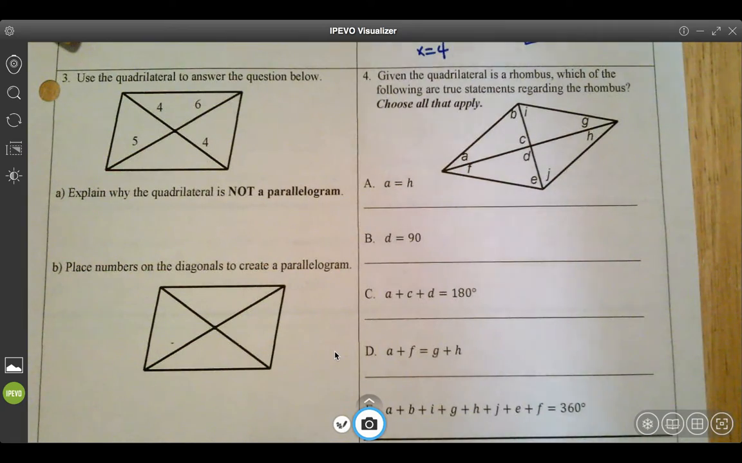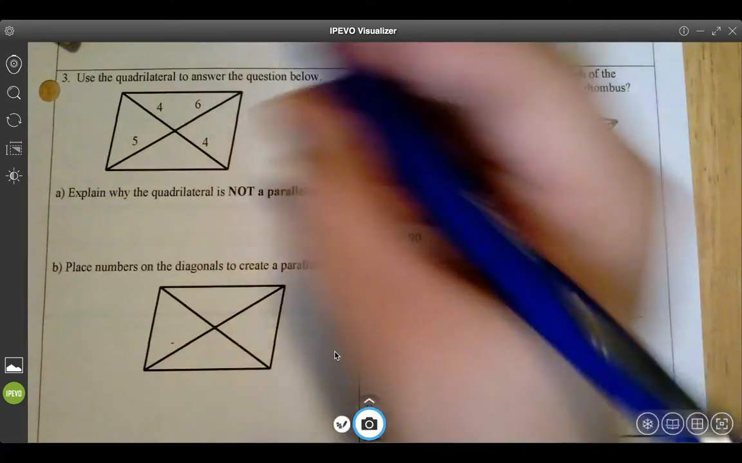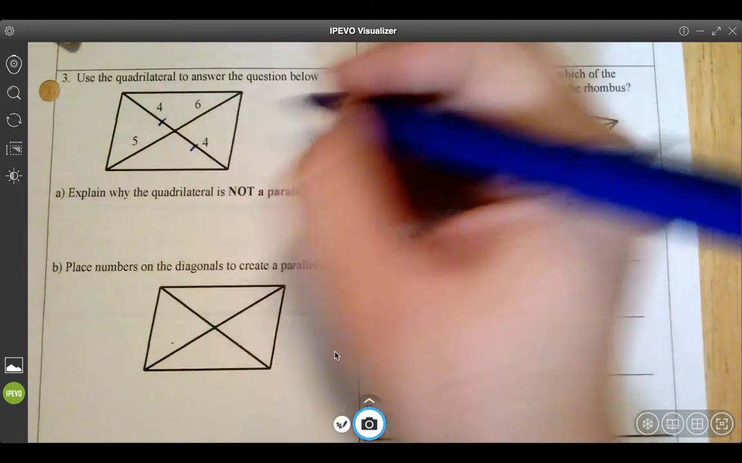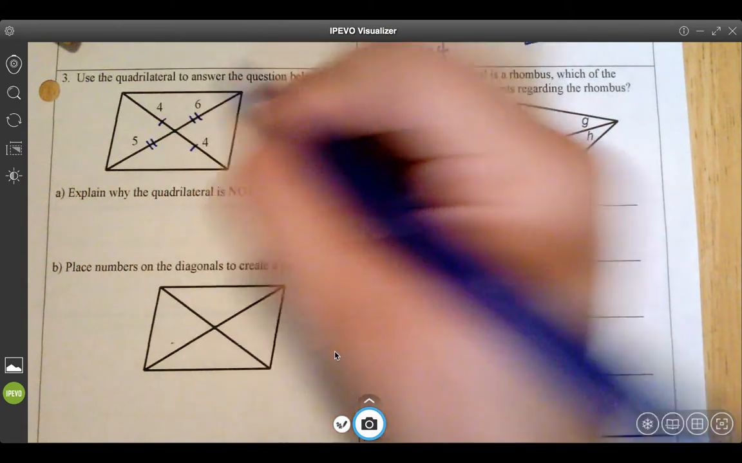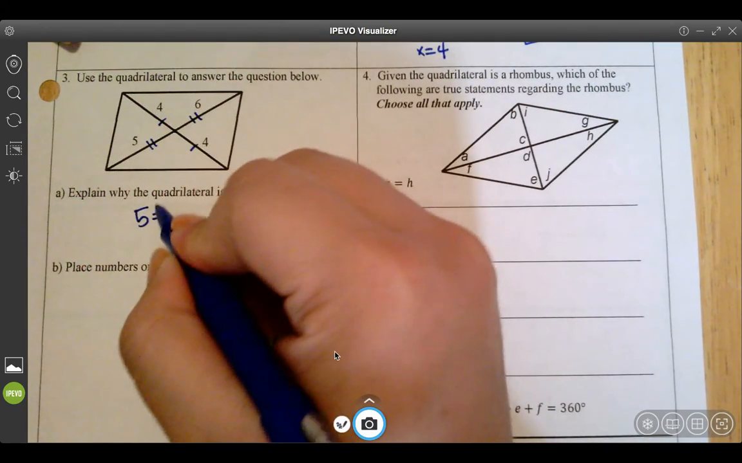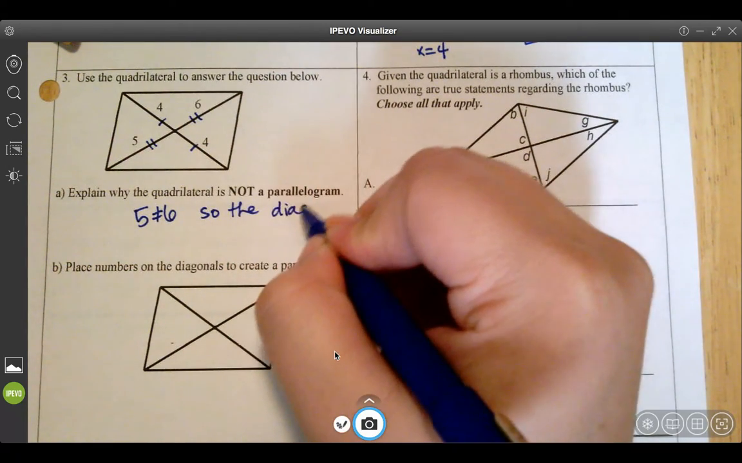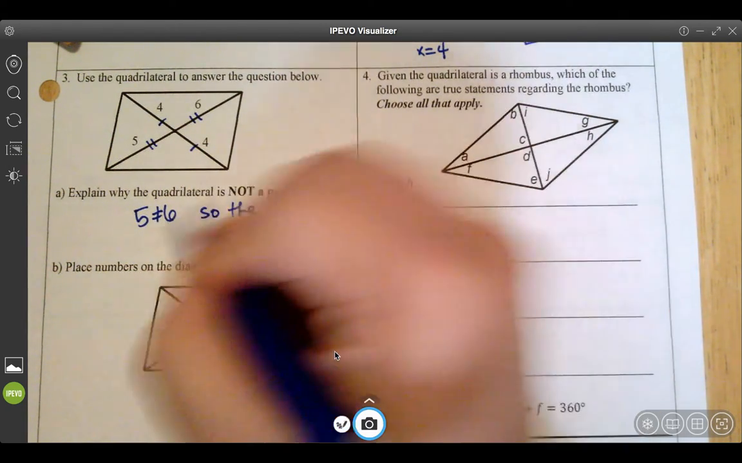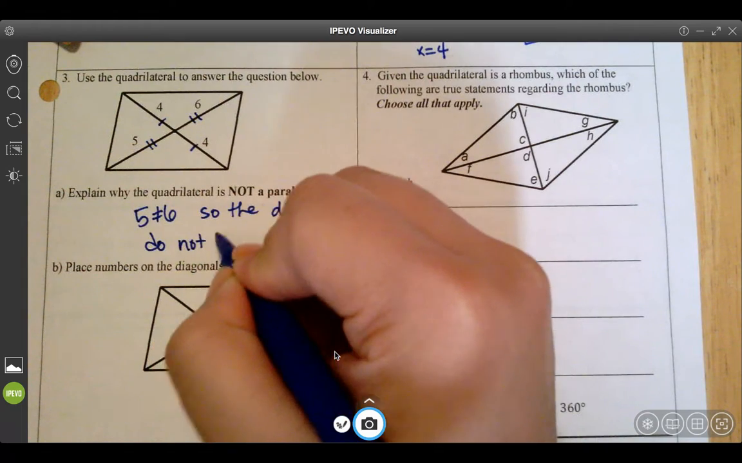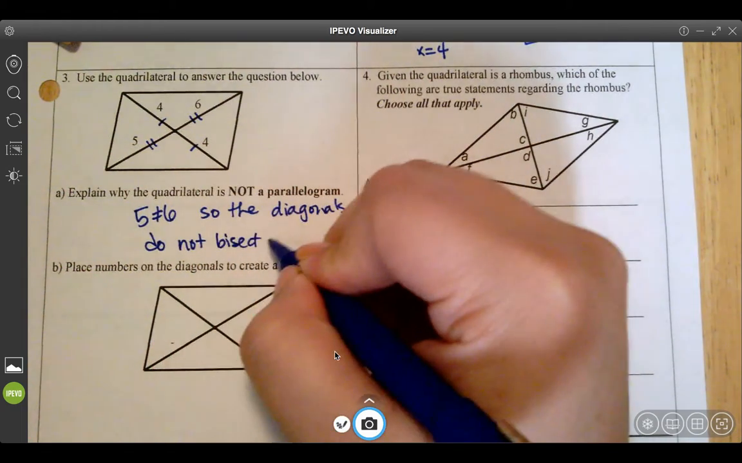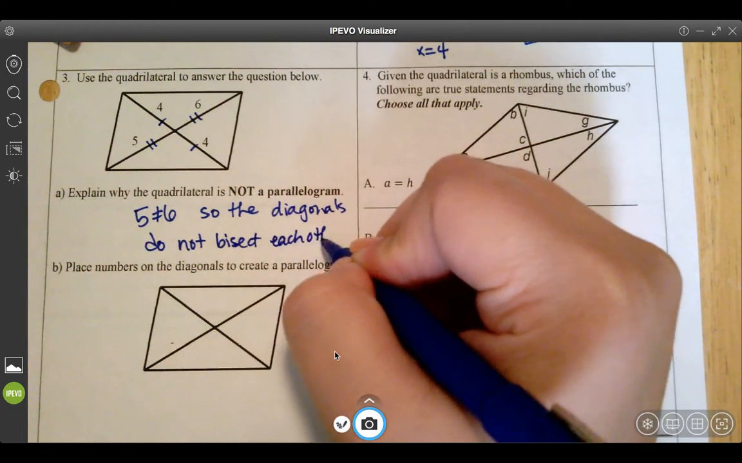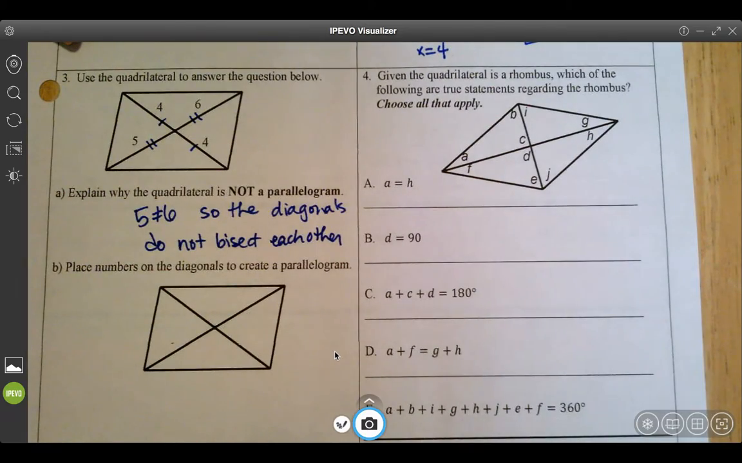And we know that the diagonals bisect each other, which means 4 should be congruent to 4, and 5 should be congruent to 6. But 5 does not equal 6, so the diagonals do not bisect each other. So it can't be a parallelogram here.